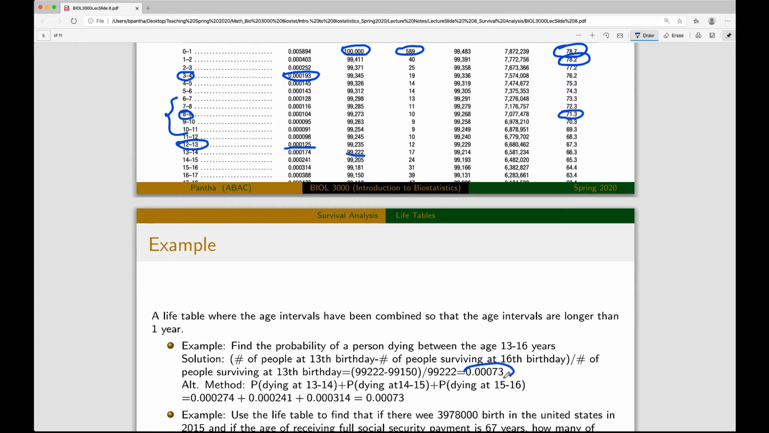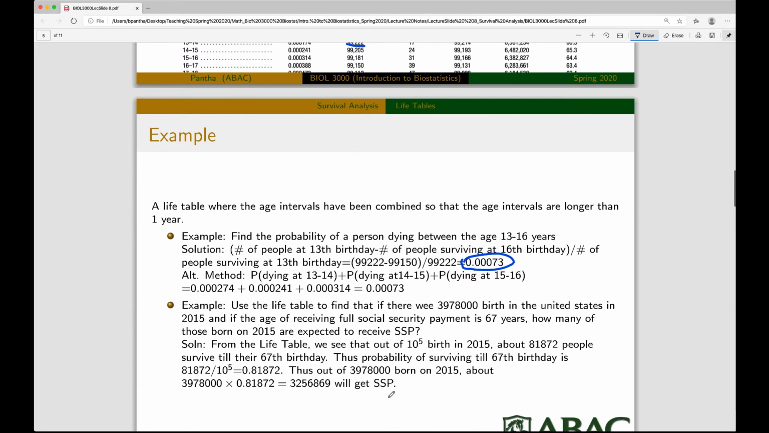Okay, so similarly you can find the survival probability, which is 1 minus that, right? The alternative method is the probability of dying between 13 and 14, plus the probability of dying between 14 and 15, plus the probability of dying between 15 and 16. If you add that, you will get the same number. Okay, let's see another example.